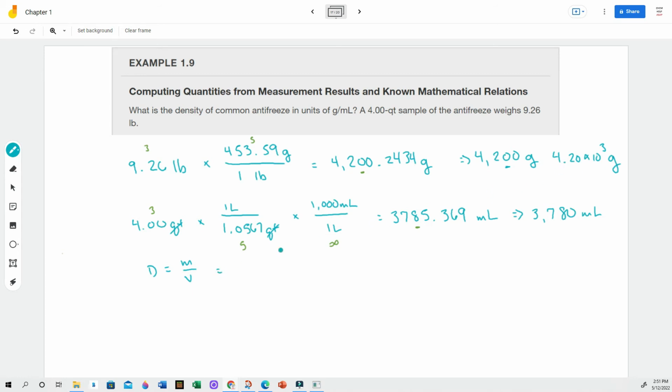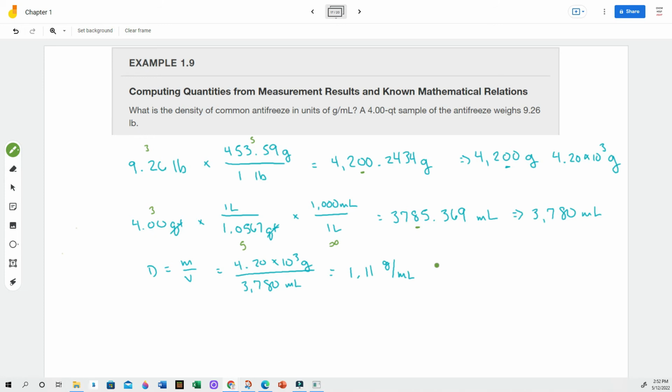So in my case, I have my 4.20 times 10 to the third grams over 3,780 milliliters. And that gives me 1.11 grams per milliliter. Let's double check our sig figs on this last part. So my numerator has 3 sig figs. My denominator also has 3 sig figs. So my answer should have 3. And yes, my answer has 3 sig figs. So this is the answer with the correct number of significant figures.